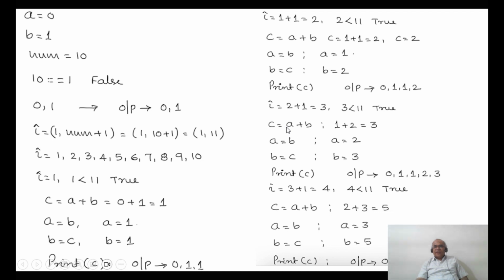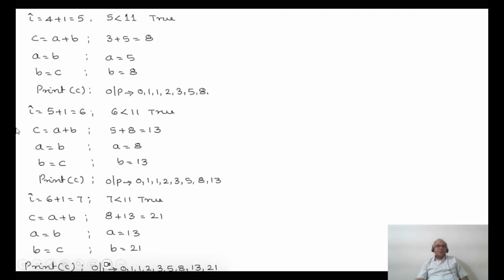So what is the value of A? A value is the previous value of A. So here 1 plus 2 is equal to 3. A is equal to 2 and B is equal to 3. So the output print C: 0, 1, 1, 2, 3. I is equal to 3 plus 1 is equal to 4. Is 4 less than 11? Condition is true. C is equal to A plus B. 2 plus 3 becomes 5. So A is equal to 3 and B is equal to 5. Output is this much. Now we will go to this.